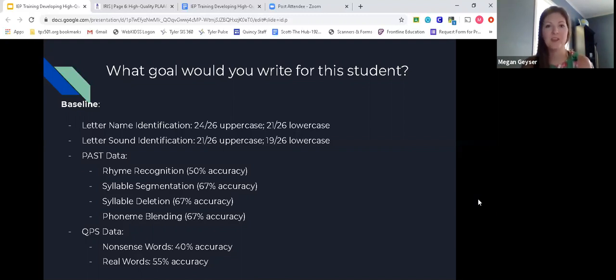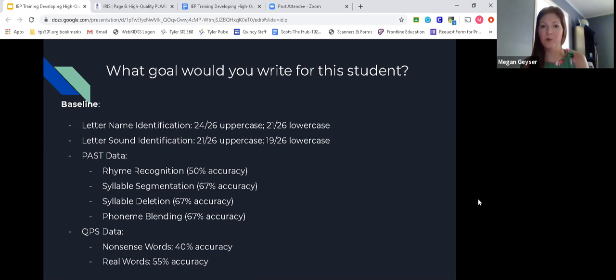Okay, I think it's pretty easy to come up with a really good individualized goal for this kiddo. And I think it's because we collected so many pieces of data for him. Actually, with this kiddo, the team decided on making 2 reading goals for him. The first one was over phonological awareness based on that past data. And the reason why we did this, we as a team, we were looking at his percentages.